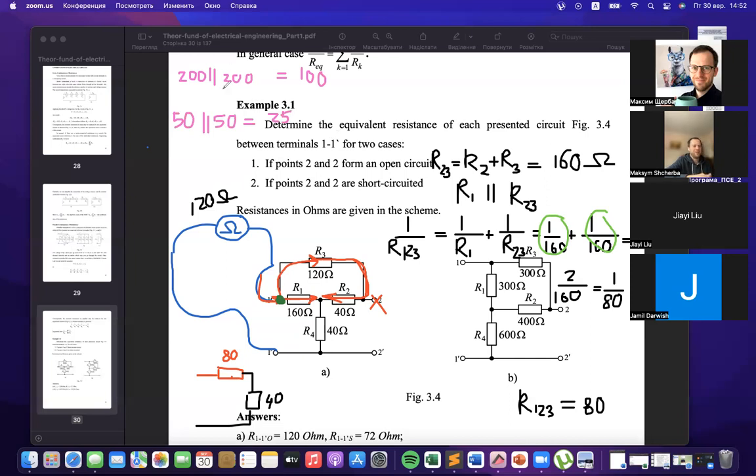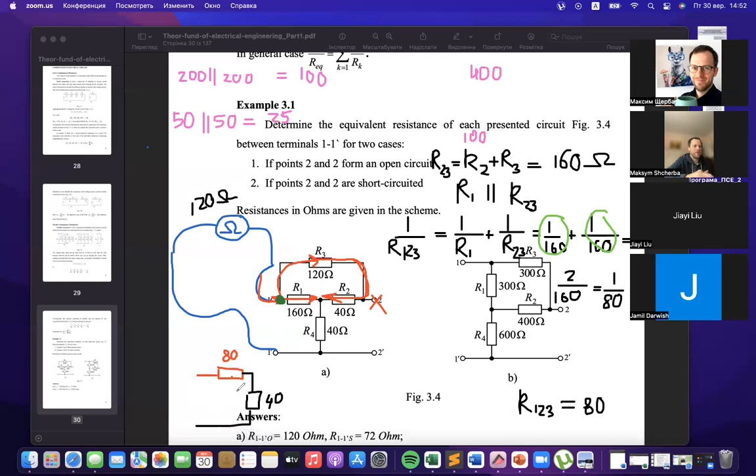If you are taking in serial 200 and 200, the answer will be 400. And 50 and 50 in serial, the answer will be 100. In parallel, the same resistivity you are dividing by 2. In serial, the same resistivity you are multiplying by 2.